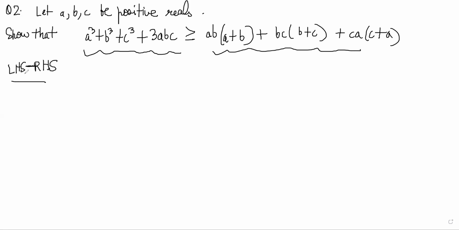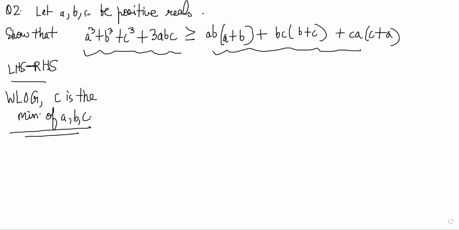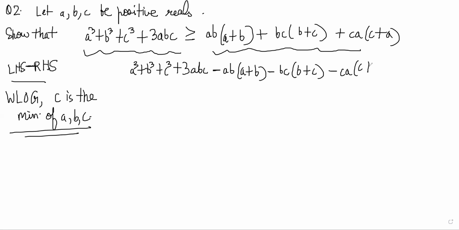Before we do that, however, we can assume without loss of generality that C is the minimum of A, B, and C, and C is positive. We are assuming that C is the smallest out of A, B, and C. And now we do LHS minus RHS. We will say A³ + B³ + C³ + 3ABC, minus AB(A + B), minus BC(B + C), minus CA(C + A). And now we'll rearrange it in a certain way in order to get the sign correctly. So try to follow this step.